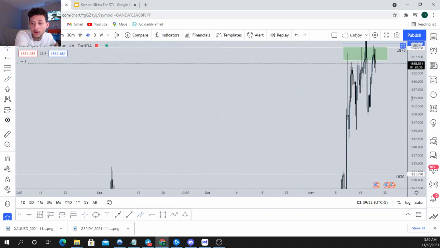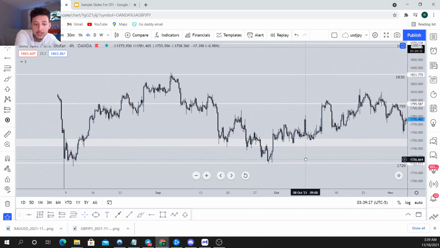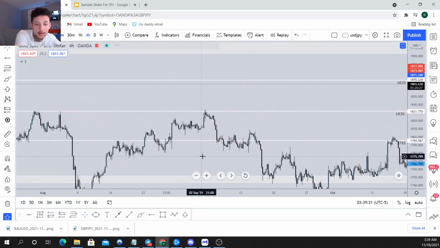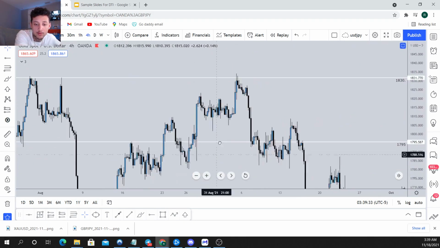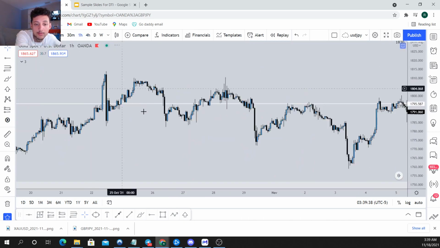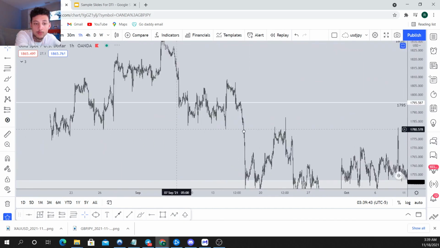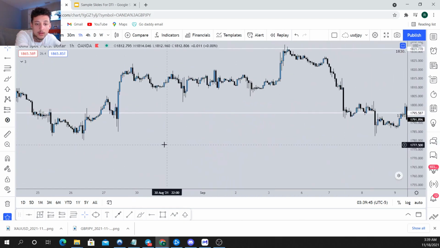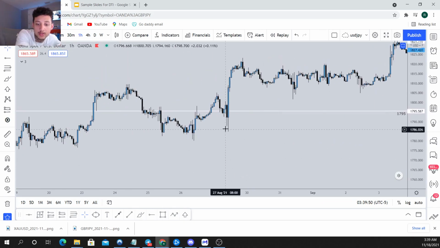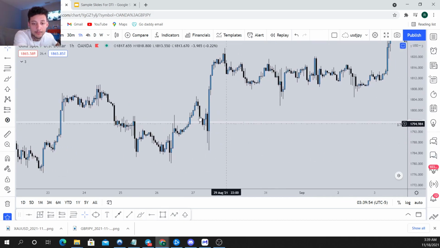Let's go look for another one. Let's check this area right here. I see one right here. So let's go to the hour time frame and go back in time to where we just were. Here's another example. This could be a news event, but this is another example of a stop hunt.